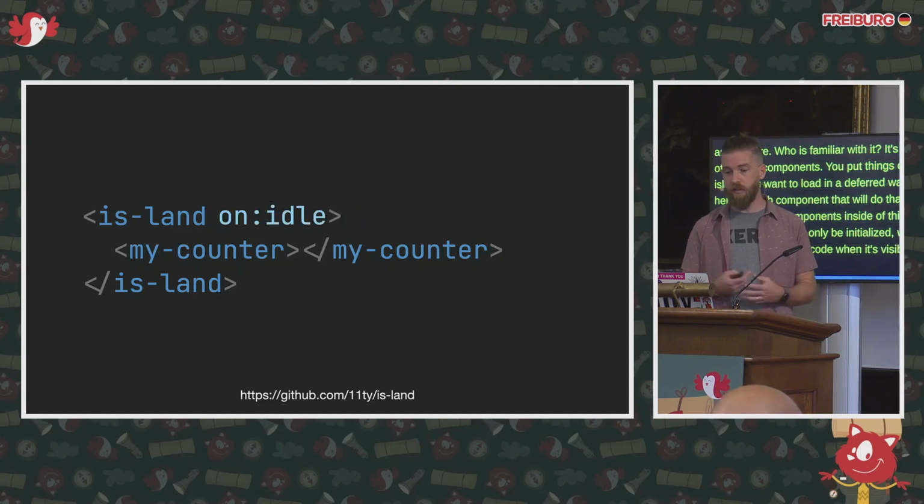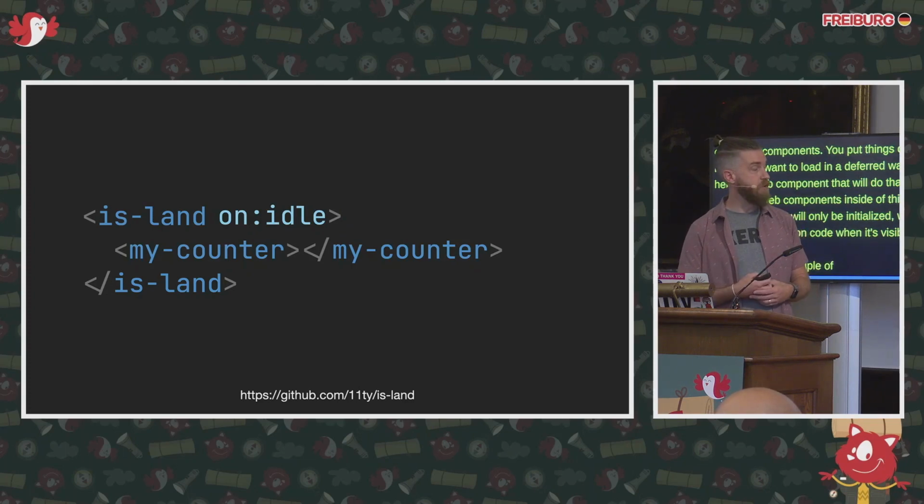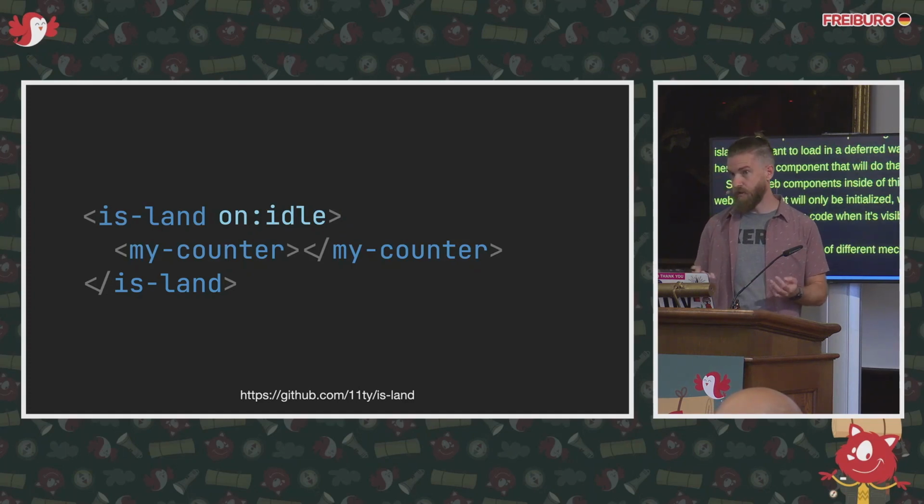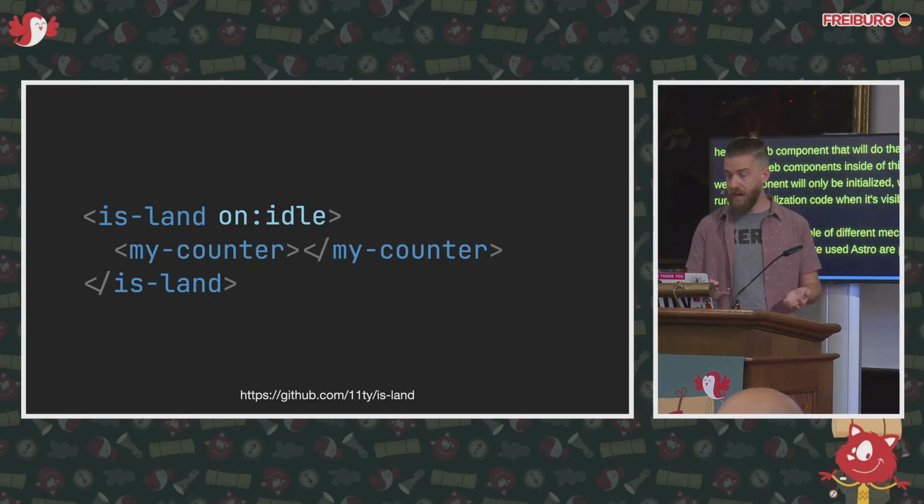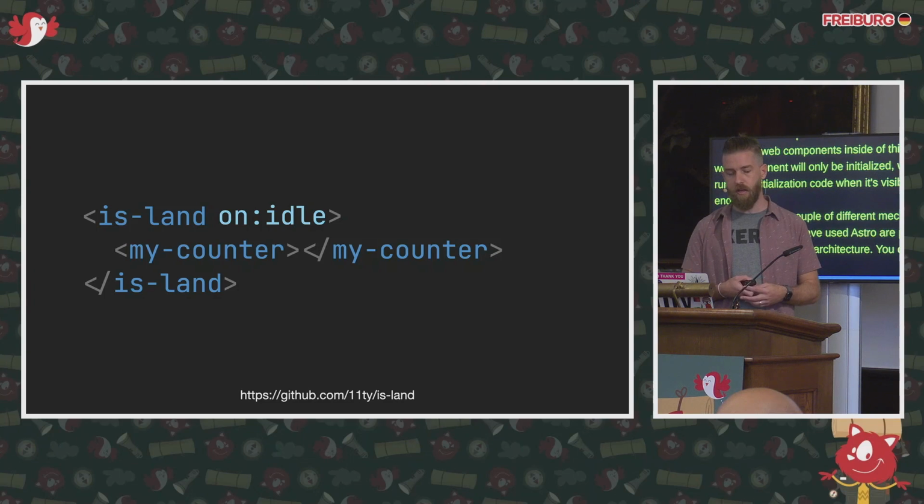And there's a couple of different mechanisms to do this. Folks that have used Astro are probably familiar with islands architecture. You can do one where it's on idle, which uses requestIdleCallback.